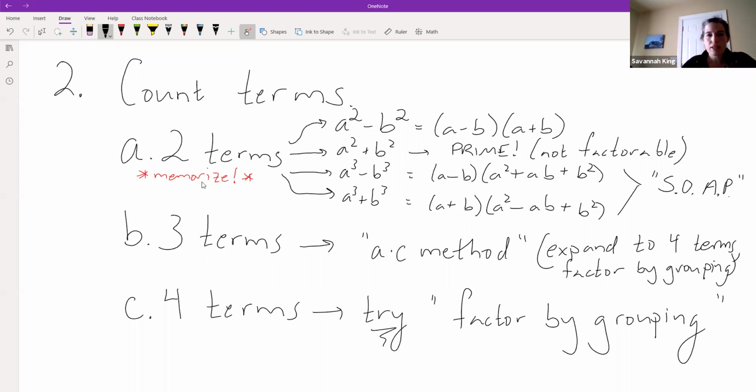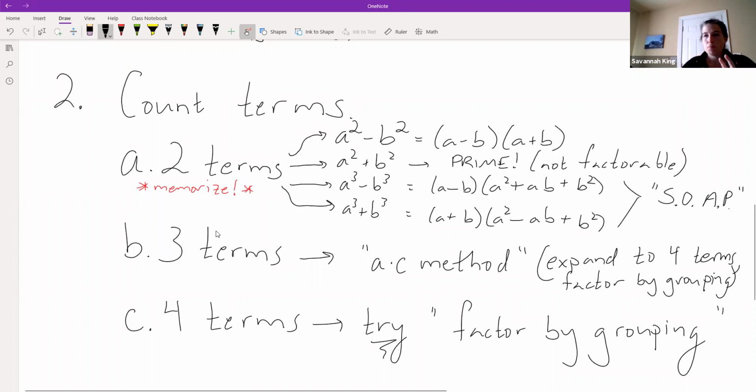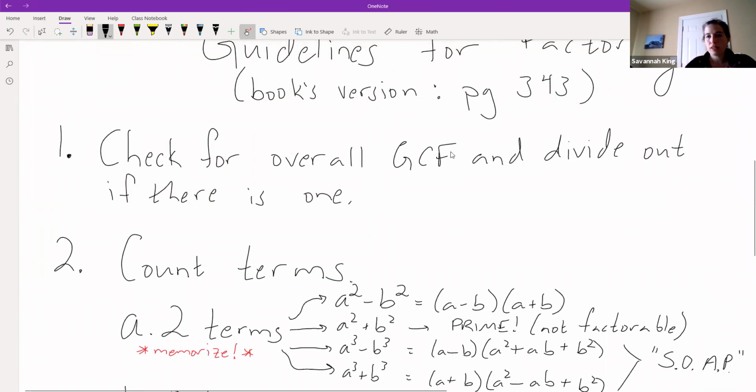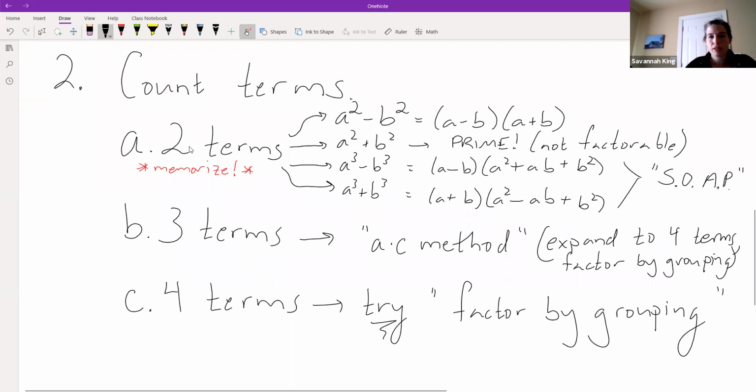So basically, if you want to think of factoring as two major steps, those two steps are dealing with an overall GCF and then counting your terms. And counting your terms will pretty clearly reveal how you should attempt to proceed in the problem.